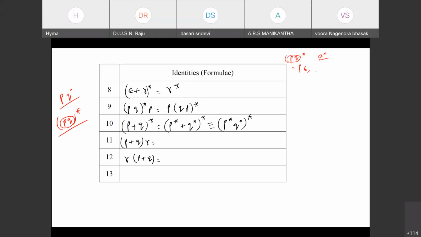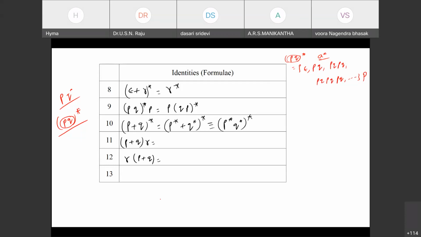Then what is the first string you get here? PQ, then PQ PQ, then PQ PQ PQ for 3 times and so on like this. Now concatenated with P. That too on the right side.